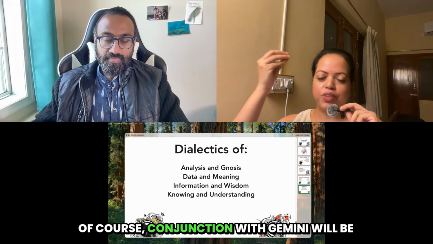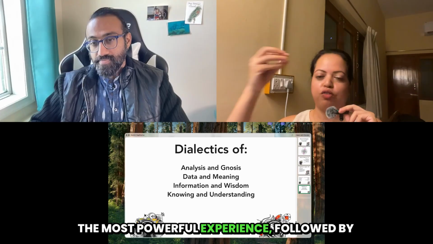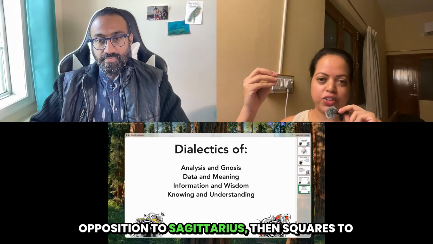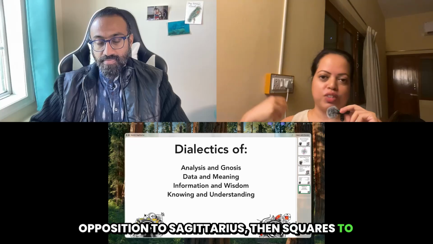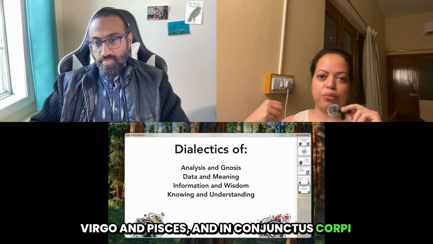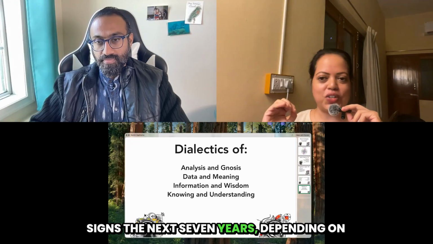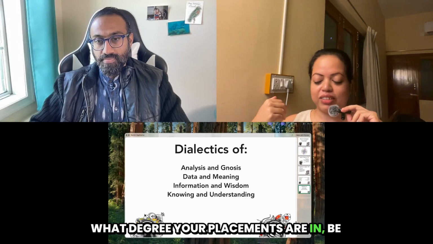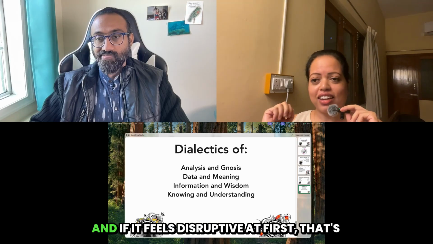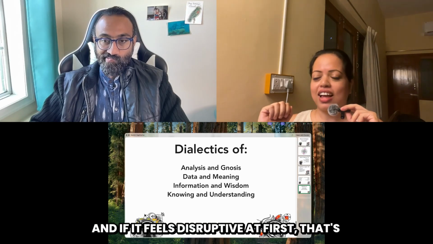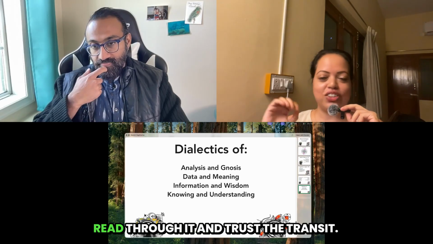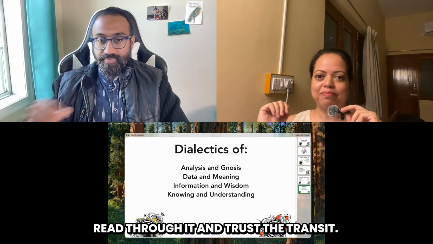Of course, conjunction with Gemini will be the most powerful experience, followed by opposition to Sagittarius, then squares to Virgo and Pisces, and in conjunct with Scorpio and Capricorn. So if you have placements in any of these signs the next 7 years, depending on what degree your placements are in, be ready to get liberated. And if it feels disruptive at first, that's okay. Breathe through it and trust the transit.